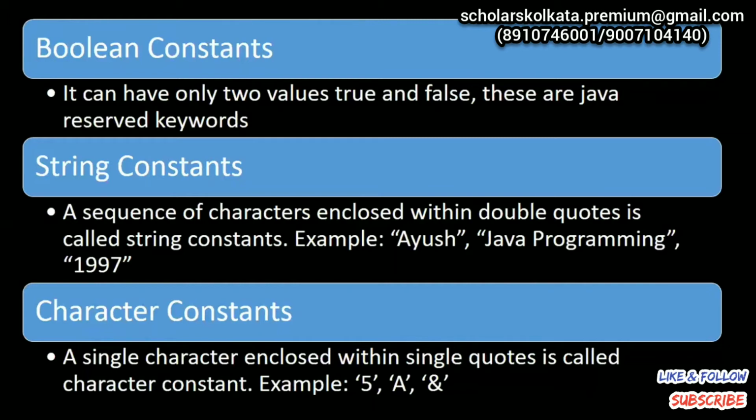Because a string can be any number of symbols enclosed between two double quotes. And then character constants. If you take, suppose, the name Ayush, and we separate each and every alphabet, then the single value of A stands for a character constant. A character constant may be a digit, an alphabet, small or capital, or a symbol, which is specifically defined to be enclosed within single quotes.